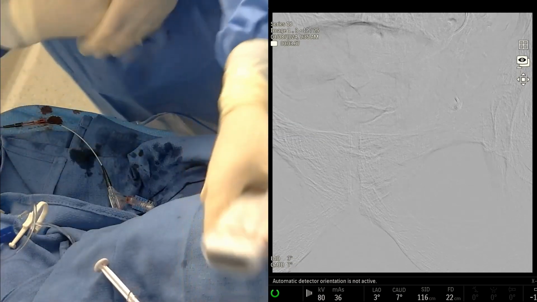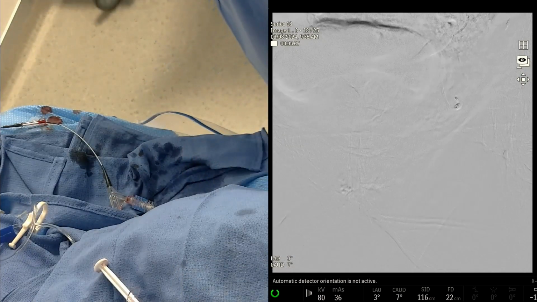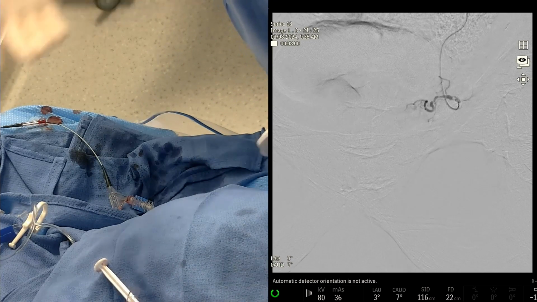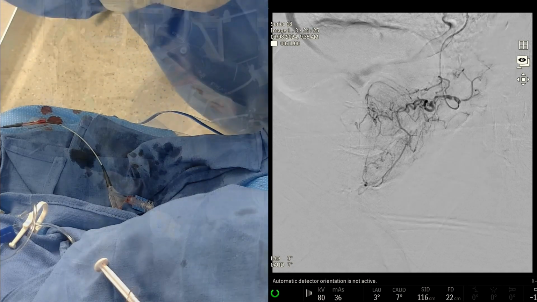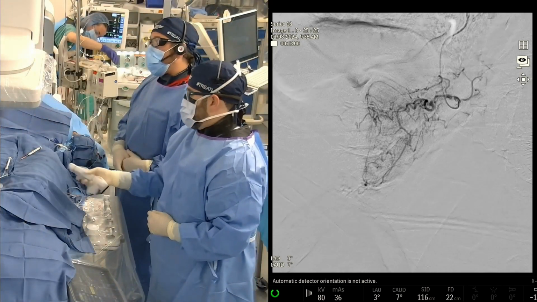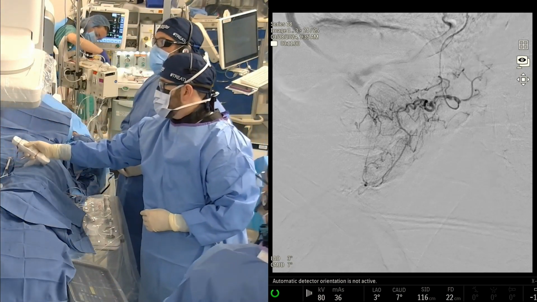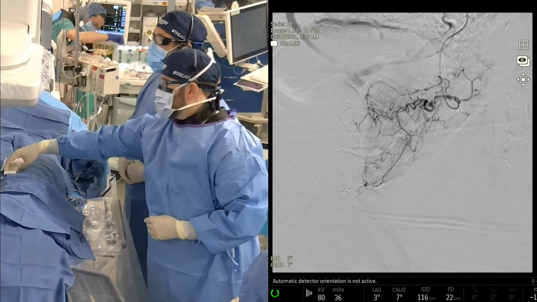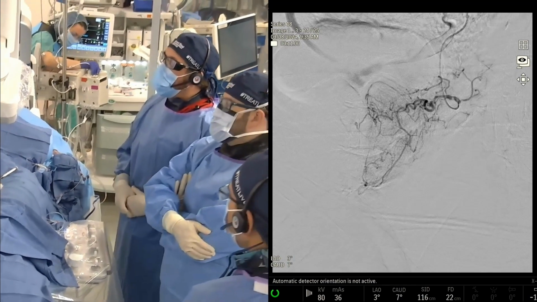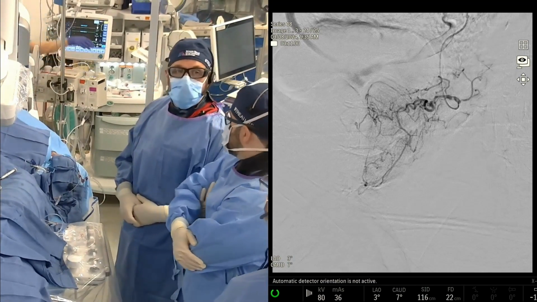One of the reasons that we use the balloon, there's lots of reasons. One is that we can reverse flow in pudendal collaterals, which we don't see here, but we could potentially do that. Number two is to prevent reflux. And number three would be to get deeper penetration. One of the downsides of glue is that sometimes you get more of a proximal embolization, not as distal as you would like. I think we can get pretty distal now with this case.